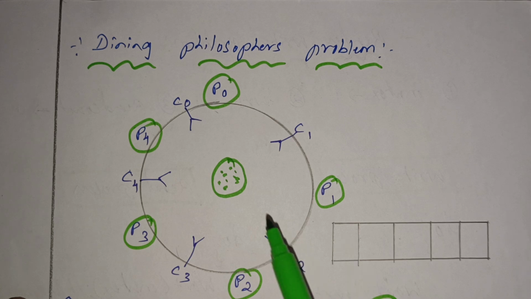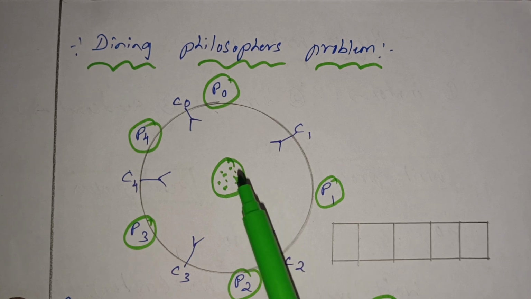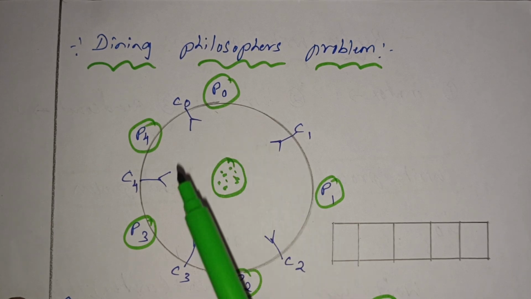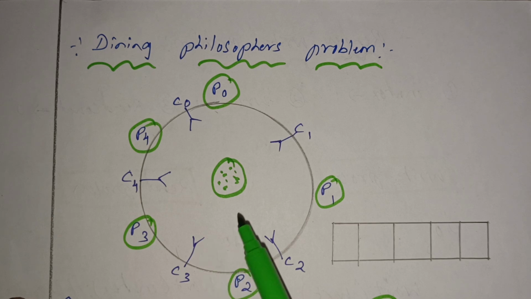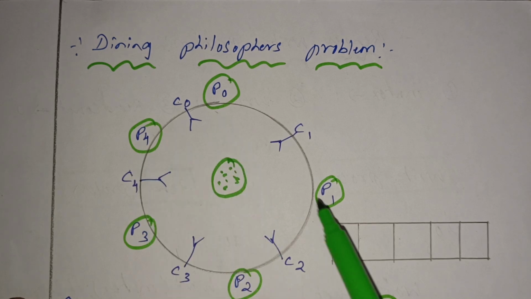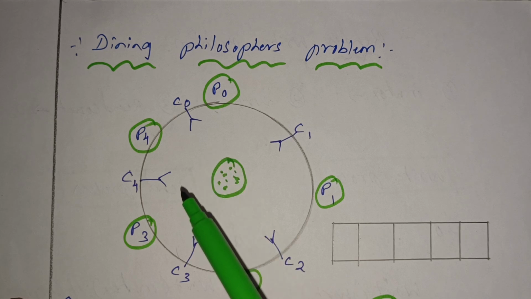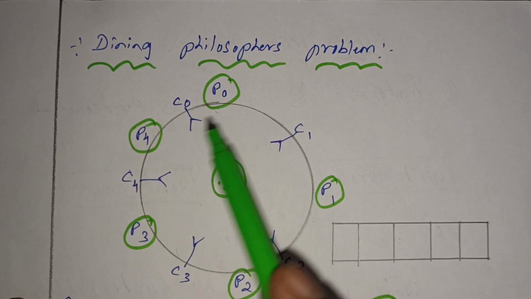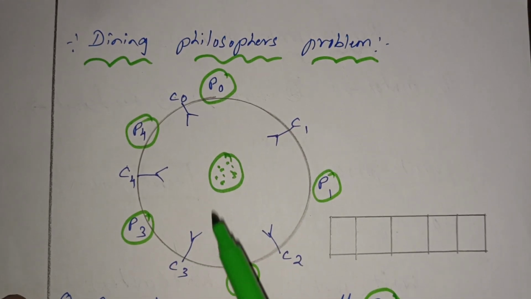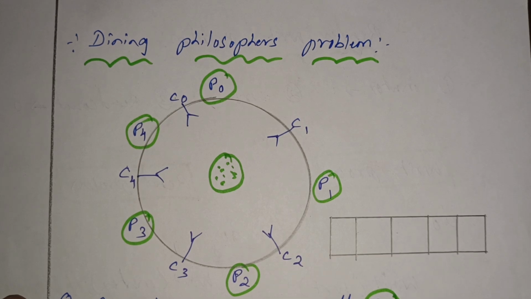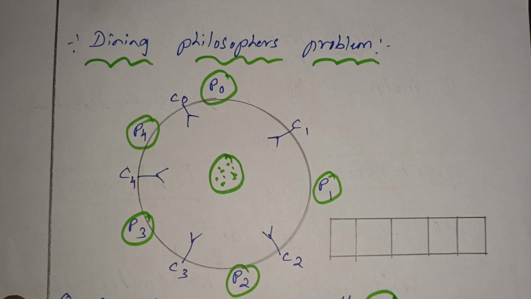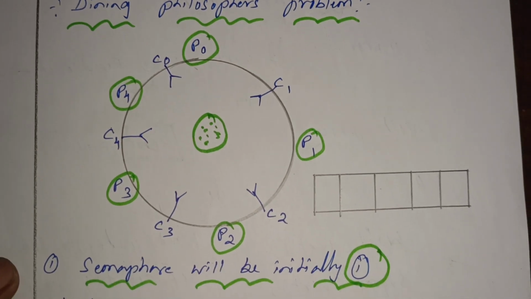Now, the dining philosopher problem demonstrates a large class of concurrency control problems. Each and every process here cannot proceed at the same time. That means we are going to control the deadlock here, and hence it is a classical synchronization problem. Let's get into the topic with a basic example.